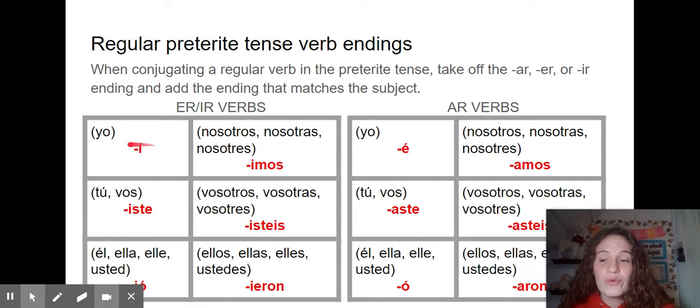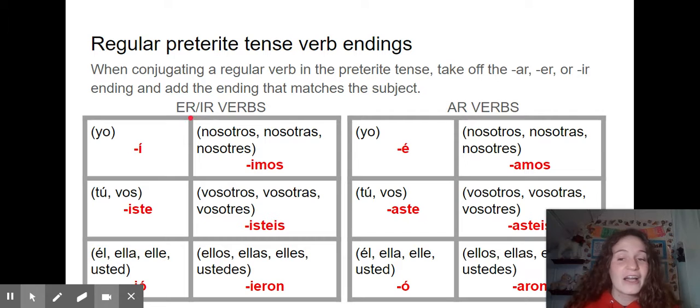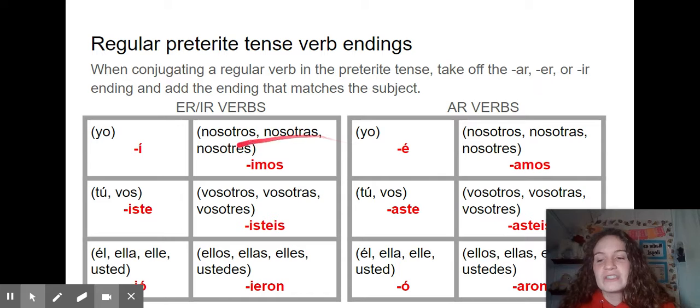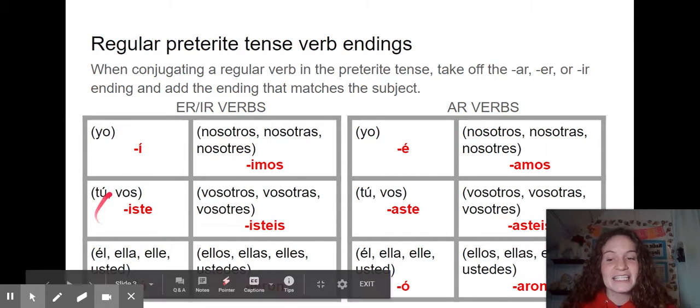If we are in yo form, ER and IR verbs end in í, that's I with an accent mark, while AR verbs end in é, which is E with an accent mark. So that's yo form, I is the subject. If it is tú or vos form, so the subject of the verb is tú or vos, which means you, informal, if it is ER or IR verbs, it should end in iste. If it is an AR verb, it should end in aste.